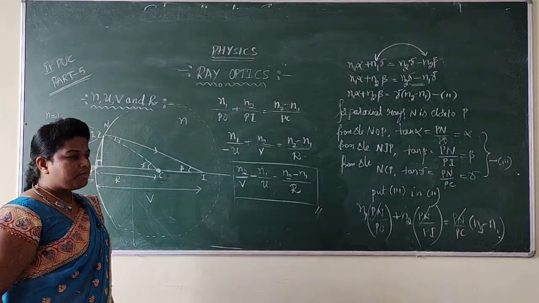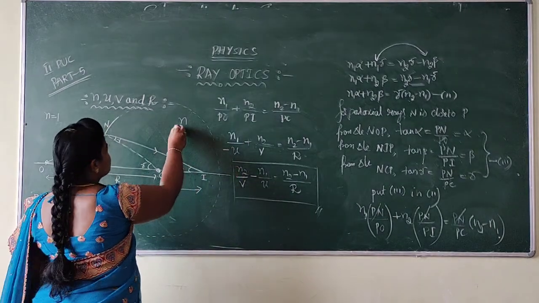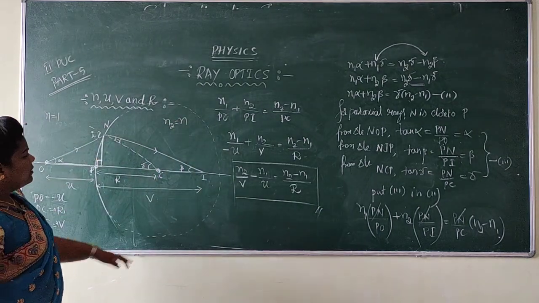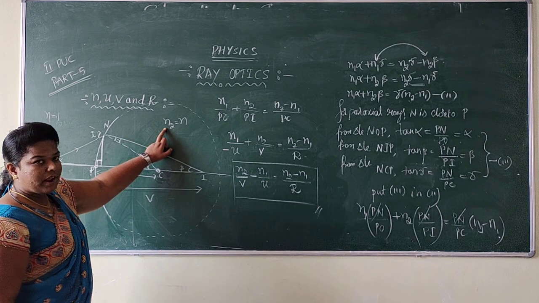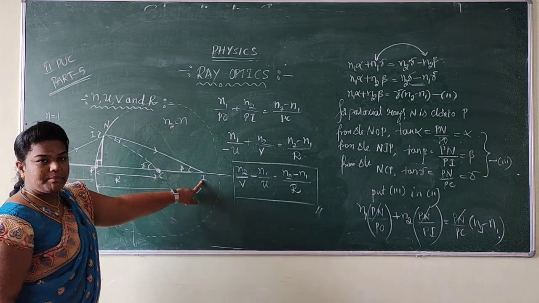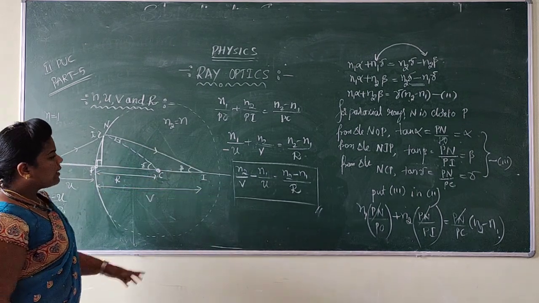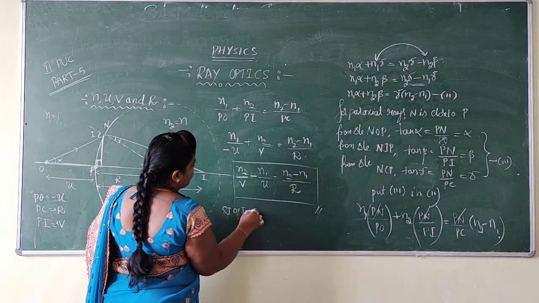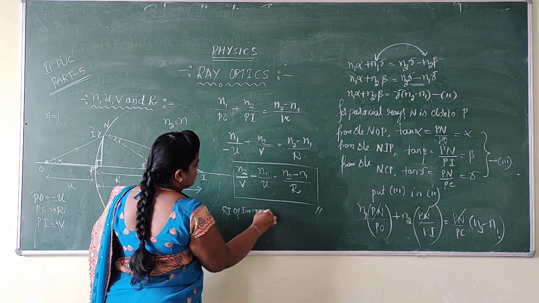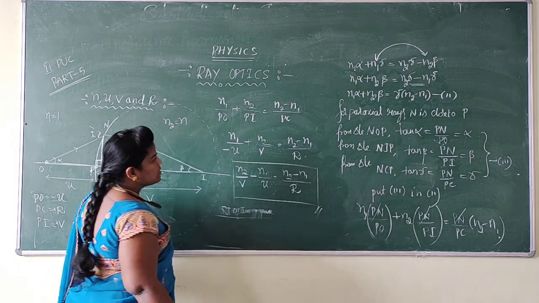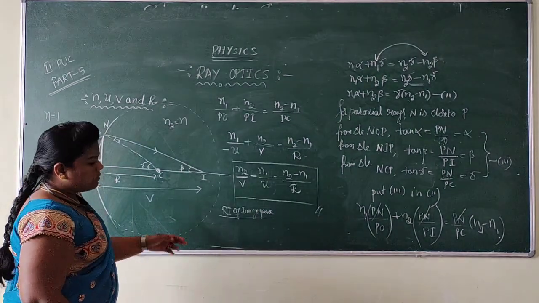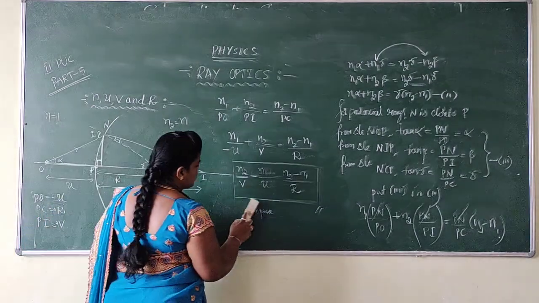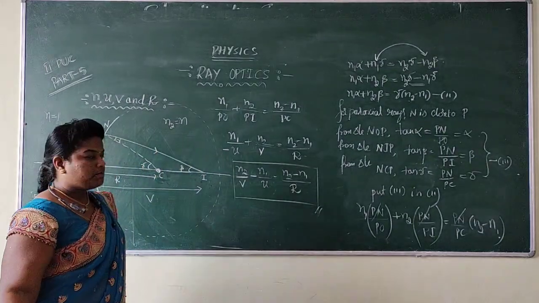Dear students, you can observe that this is N2 and this is N1. See here, N2 is the refractive index of a medium where the image is formed. So I can write it as refractive index of image space divided by. See, here I will not get the space to write the complete thing. So one thing I will do, I will write it in the next. But before that, let us observe.